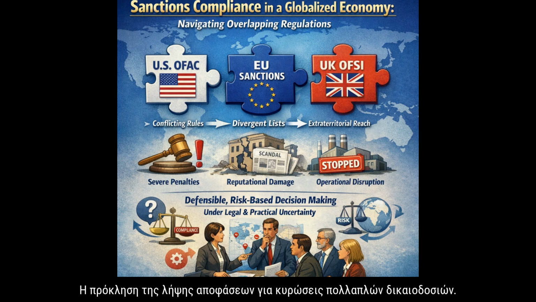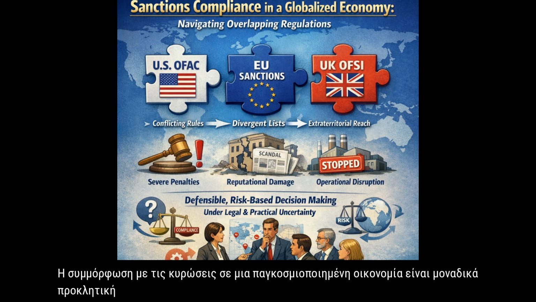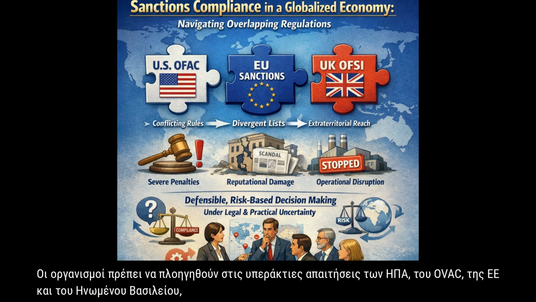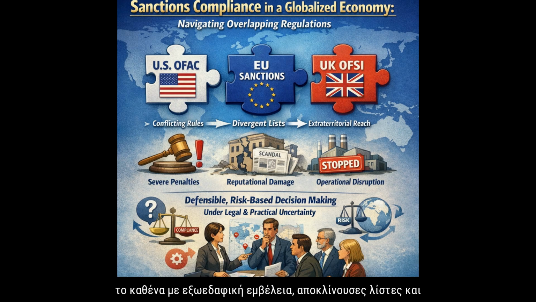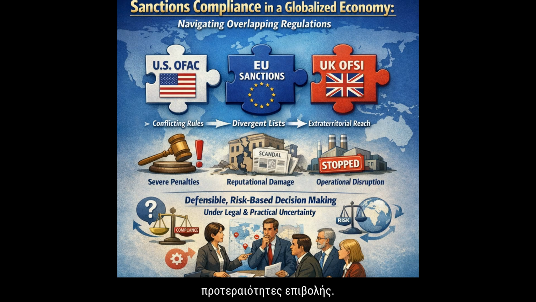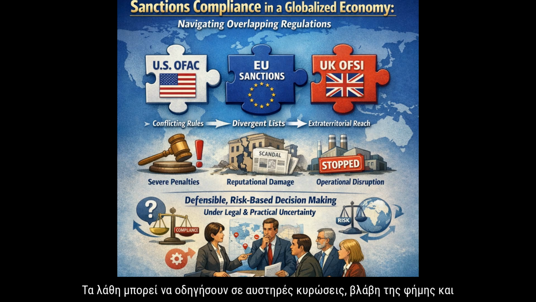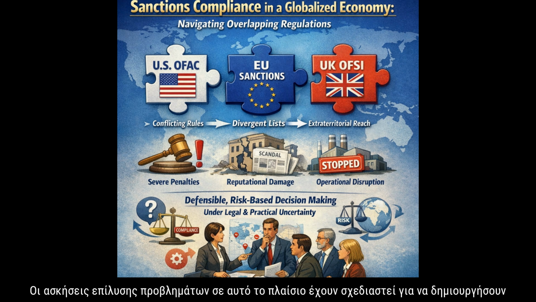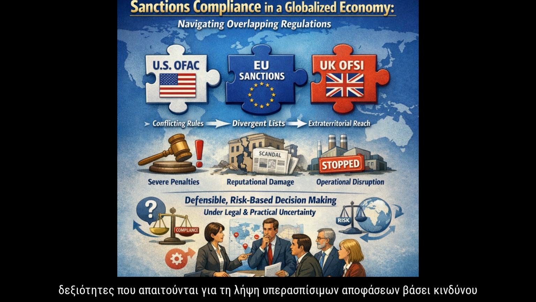The challenge of multi-jurisdictional sanctions decision-making: sanctions compliance in a globalized economy is uniquely challenging due to overlapping, sometimes conflicting, legal regimes. Organizations must navigate US OFAC, EU, and UK OFSI requirements, each with extraterritorial reach, divergent lists, and differing enforcement priorities. The stakes are high. Missteps can result in severe penalties, reputational harm, and operational disruption. Problem-solving exercises in this context are designed to build the skills needed to make defensible, risk-based decisions under legal and practical uncertainty.